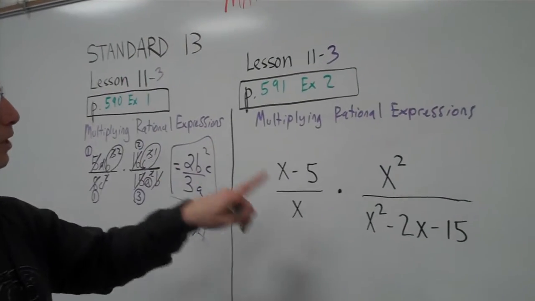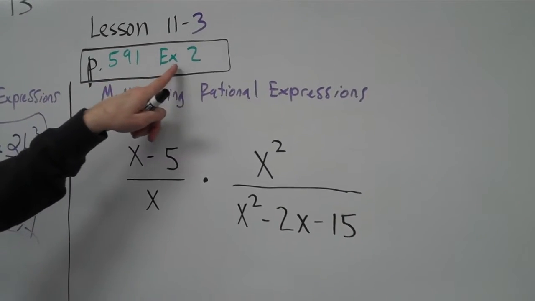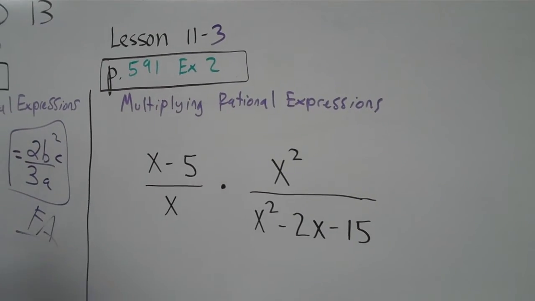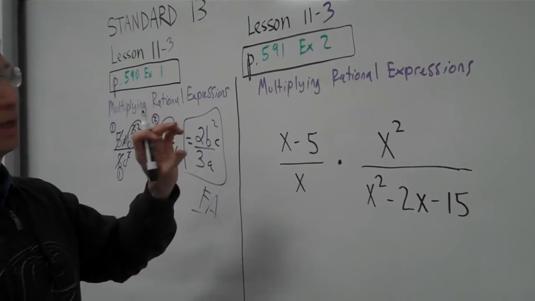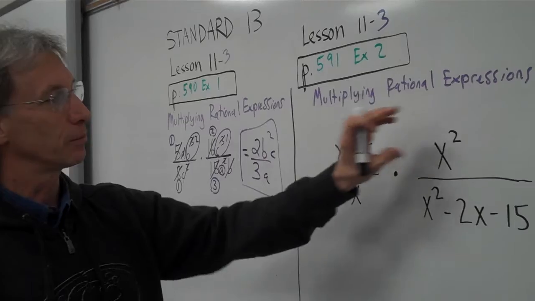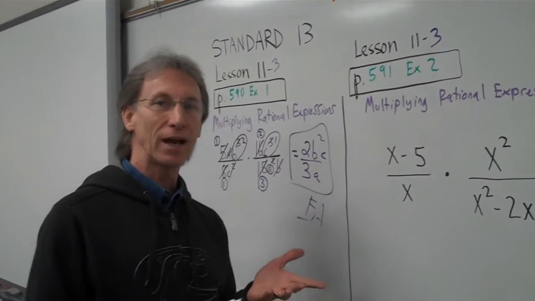Back again to do this problem right here, which is from lesson 11-3, page 591, example 2 on multiplying rational expressions. All right, let's take a look at this. As we look at the four parts of this, you got top, bottom, the first thing I'm looking for is anything that I can factor.